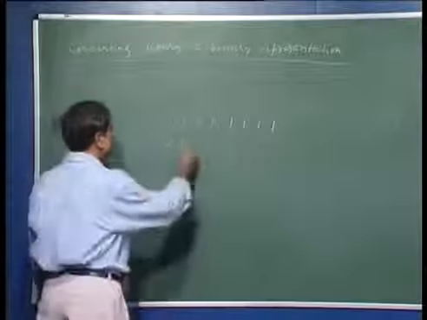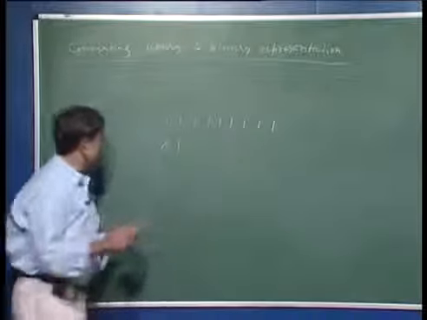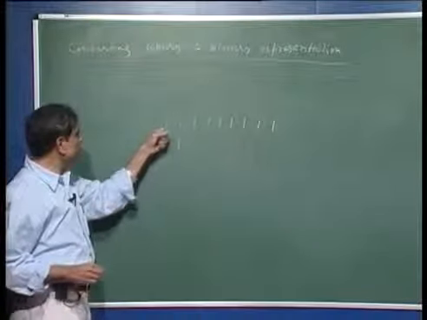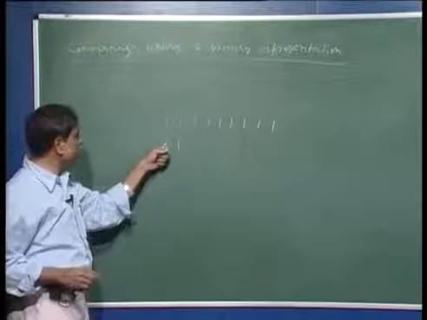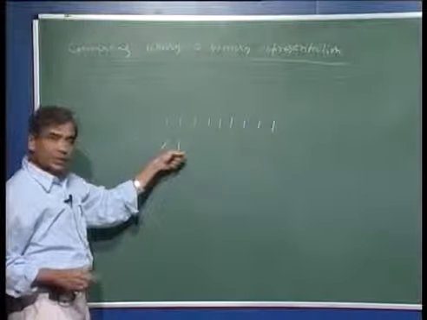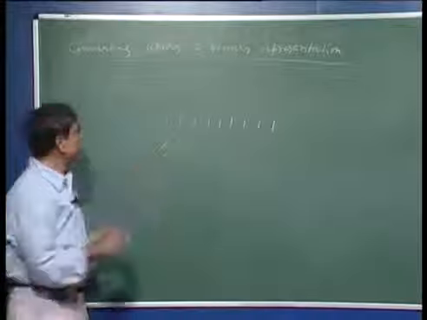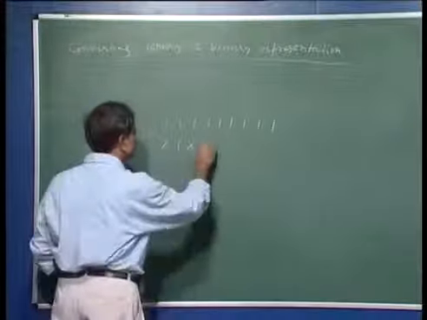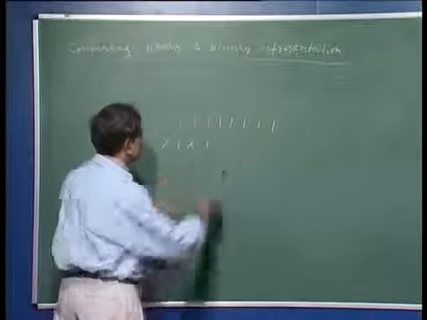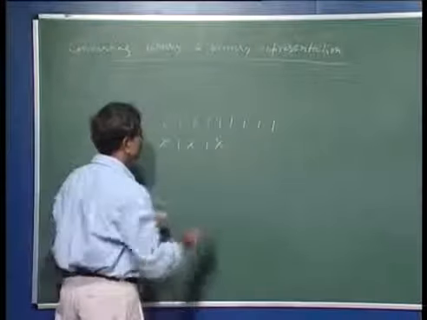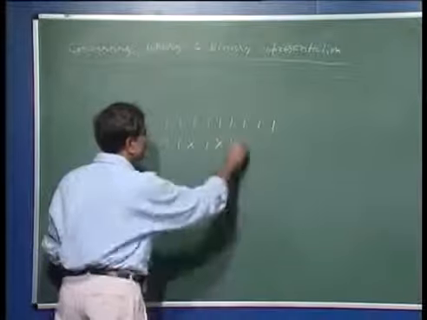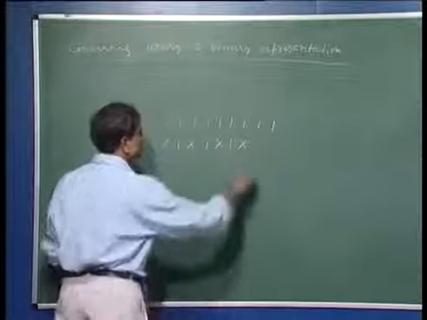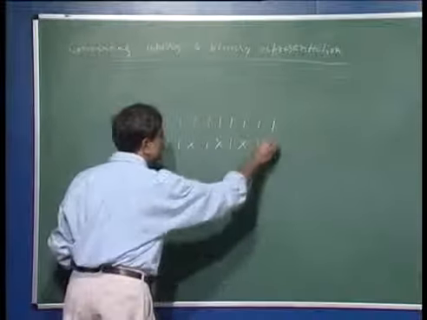Then, so what is happening? The first one that you get you put a cross, the next one you do not change. However, the next one you put a cross, next one you do not change, next one similarly you will put a cross, this one you do not change, this you put a cross, this you do not change, this you put a cross.